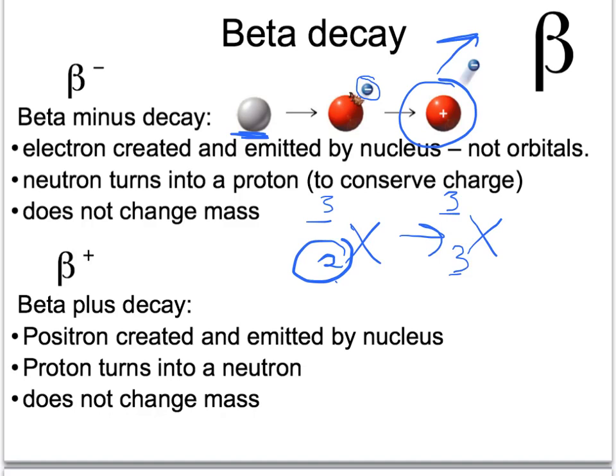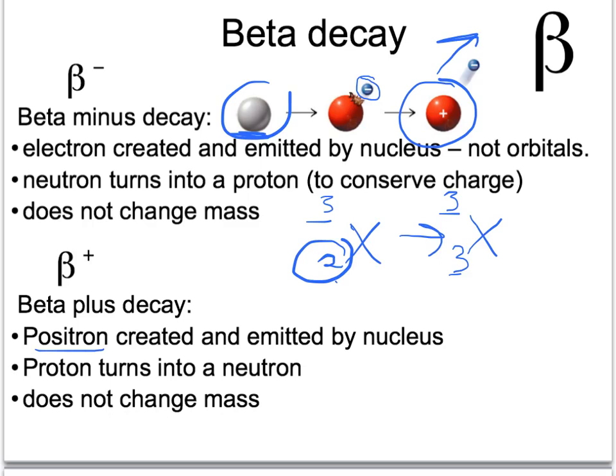You can also have beta plus decay, which is where a proton spits out a positron. Now you might not know what a positron is. A positron is an antimatter electron. We don't need to get into what that means, but a positron is an electron with a positive charge. You might be tempted to think, well, isn't that just a proton? Nope, because a proton has a different mass than an electron. So a positron is a thing that has the same mass as an electron, but has a positive charge.